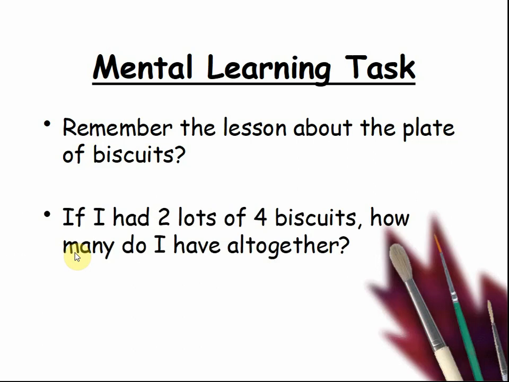If I had 2 lots of 4 biscuits, how many do I have altogether? So that would be 2 times 4. And what would that equal? That would equal 8.